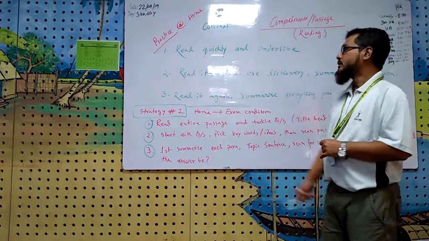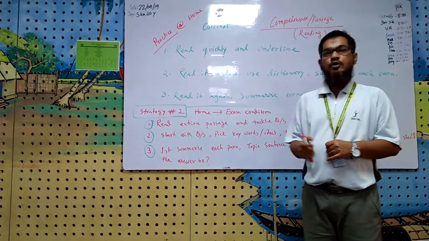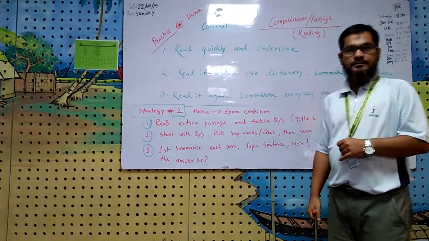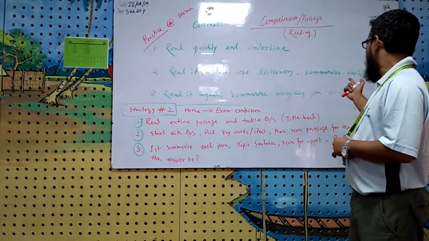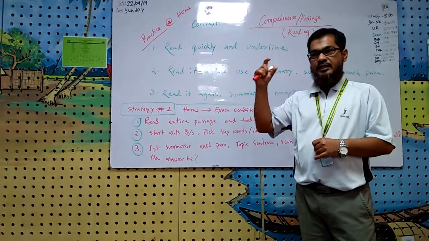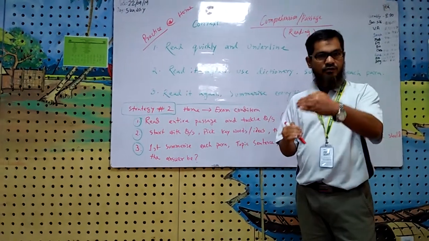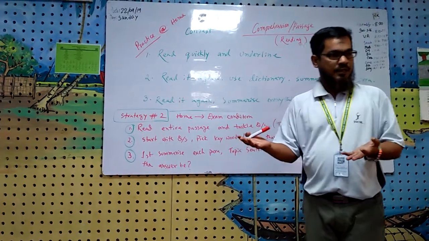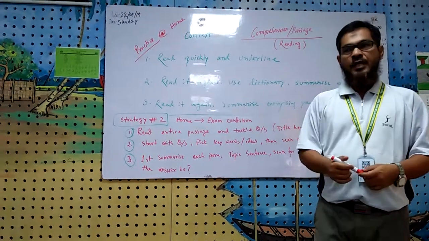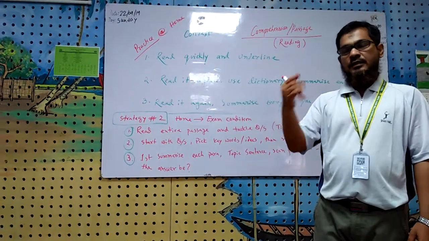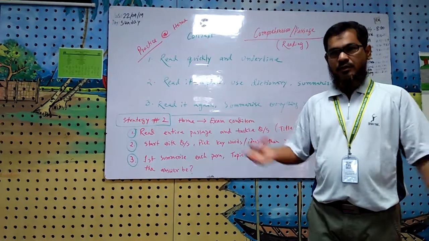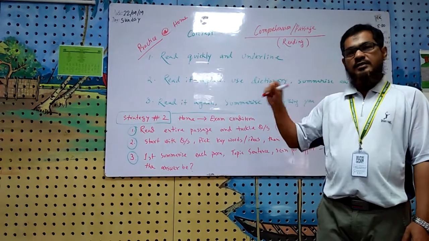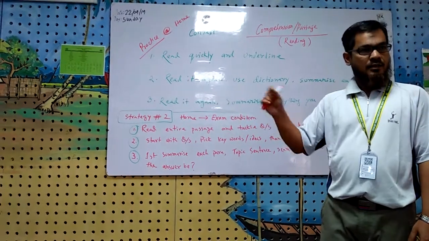Step number two: read the same comprehension or passage again. This time use a dictionary, and also summarize every paragraph you are reading. Maybe your comprehension or passage has 7 or 8 paragraphs. So summarize them. In a story with a lot of paragraphs, you can summarize them with one or a few words, writing on the left or right side.